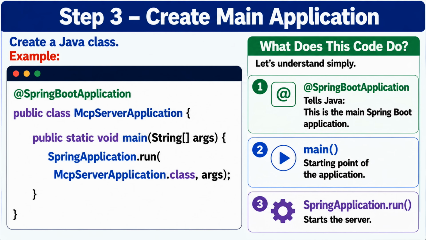Step 3. Create the main application. Create a Java class like this. The @SpringBootApplication annotation tells Java this is the main Spring Boot application. The main method is the starting point of the application. Here you can see SpringApplication.run, which starts the server.